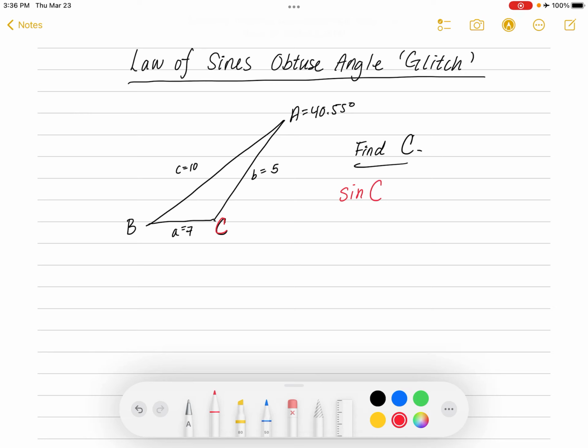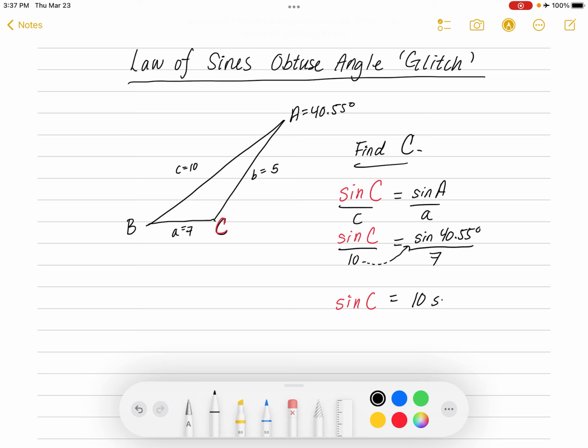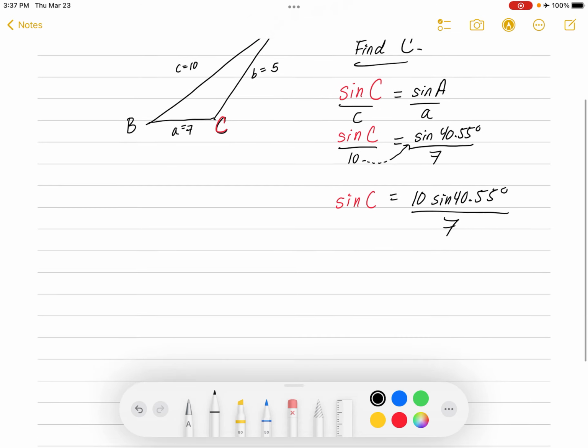So if I were doing that, I'd say that the sine of big C over little c equals the sine of big A over little a. So c is unknown, so we're going to keep that sine of C over little c, which is 10. Sine of A is 40.55, and little a is 7. So I can cross multiply and bring the 7 up top on the right, so I get the sine of big C equals 10 times the sine of 40.55 over 7.